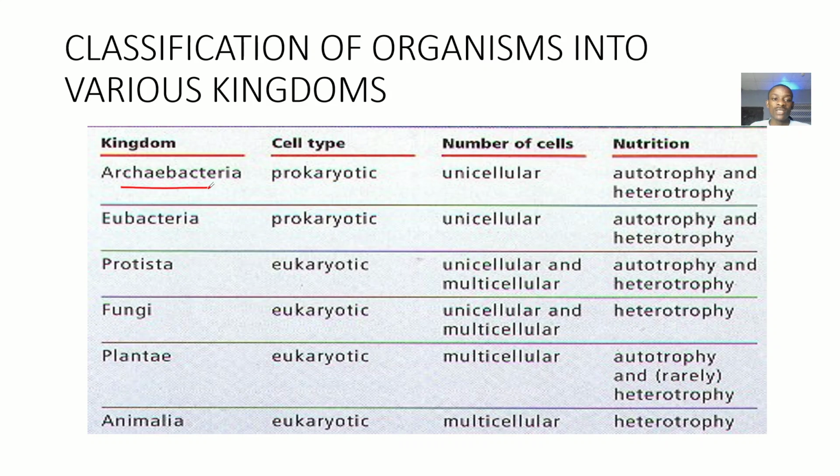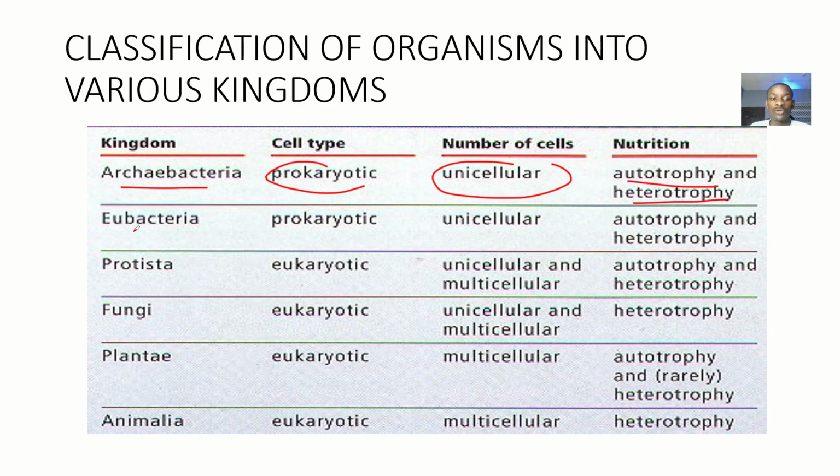Then kingdom one is the Archaebacteria. These ones are prokaryotic. When they say something is prokaryotic, it's not a true cell. It's very simple. It lacks organelles and all the stuff. The number of cells is usually one, unicellular for prokaryotic. Nutrition could be autotrophic, that means it is producing food on its own, like the photosynthetic cyanobacteria, or it could be heterotrophic. Those are types of bacteria that depend on another organism for nutrition.